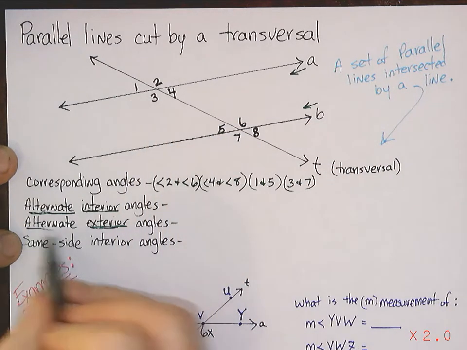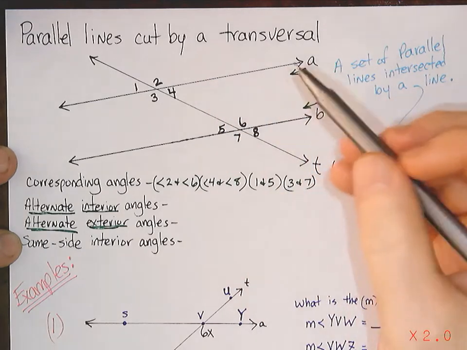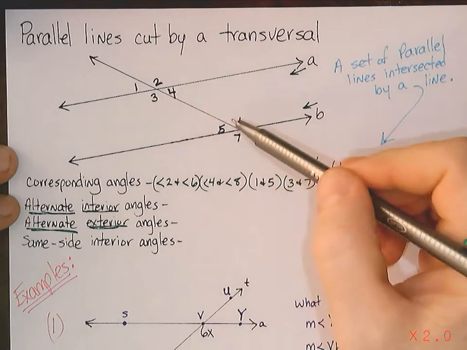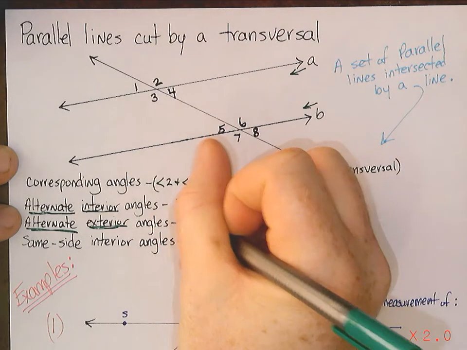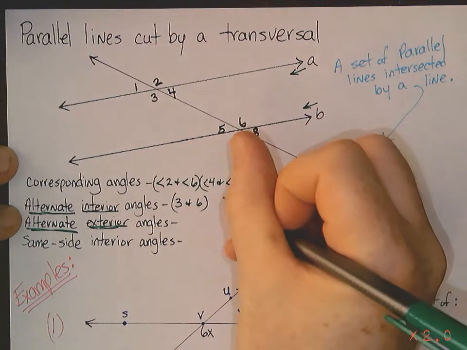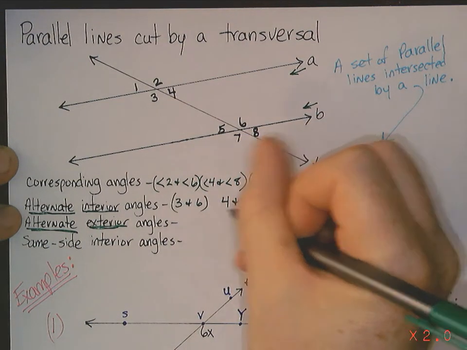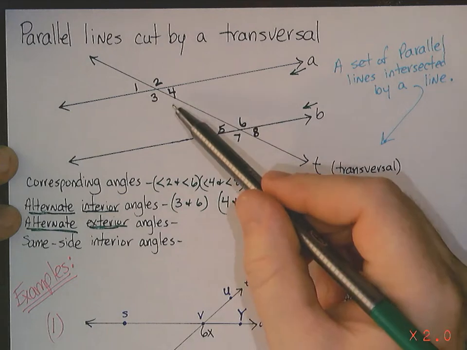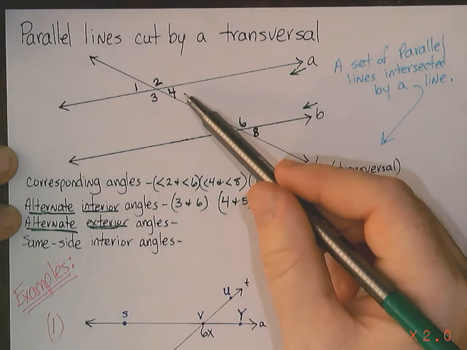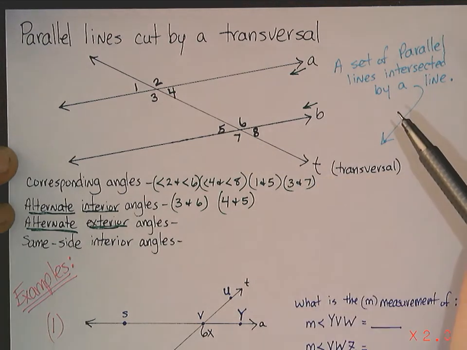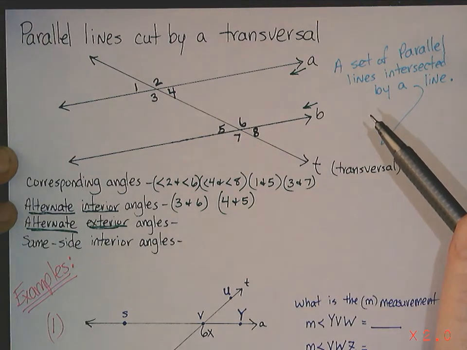Okay. Now let's talk about alternate. Alternate means every other. So for example, let's do the alternate interior. So alternate interior 3 and 6. 3 and 6 would be alternate interior. 4 and 5 would also be alternate interior. So again, if let's say 6 is 130, that means 3 is 130 as well. If 4 is 50 degrees, that means 5 has to be 50 degrees as well. Okay, so those are your alternate interior angles.